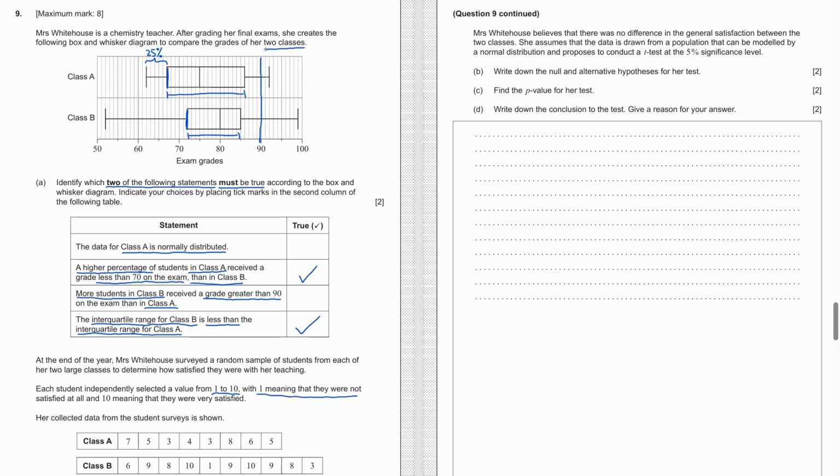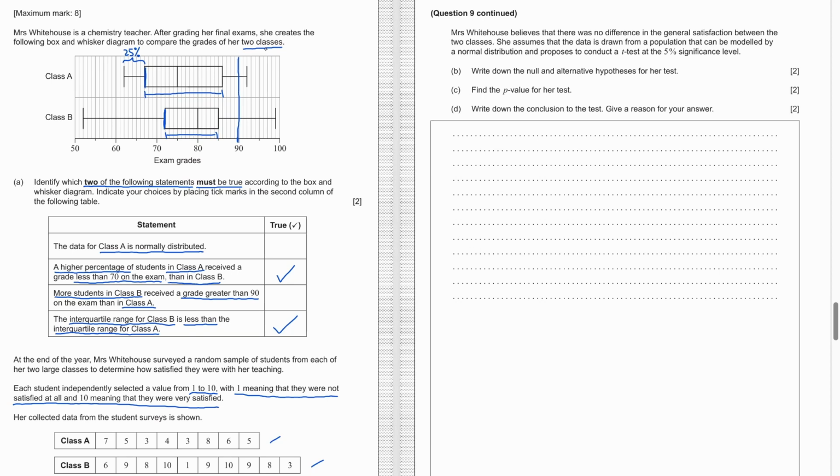Next, we are given data for Class A and Class B with values from 1 to 10. It is believed that there is no difference in general values between the two classes. Assuming that both sets of data can be modeled by a normal distribution, we conduct a t-test with a 5% significance level. Let mu1 represent the mean of Class A and mu2 represent the mean of Class B. The null hypothesis is mu1 equals mu2, and the alternative hypothesis is that mu1 is not equal to mu2.